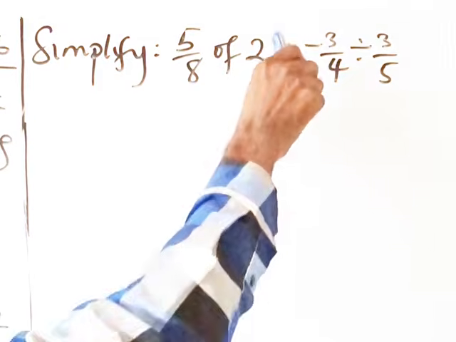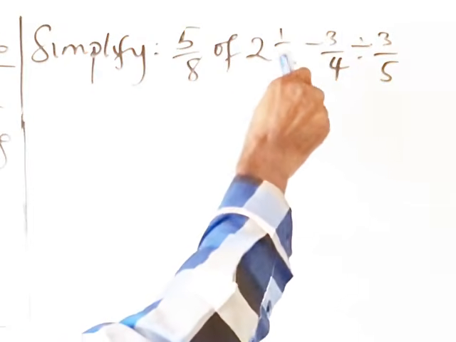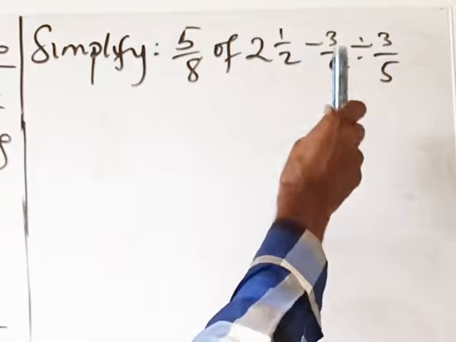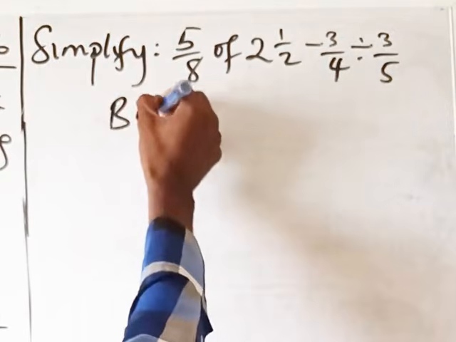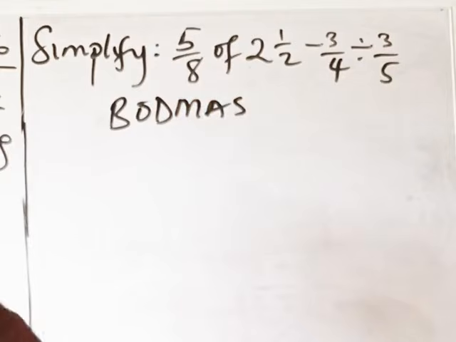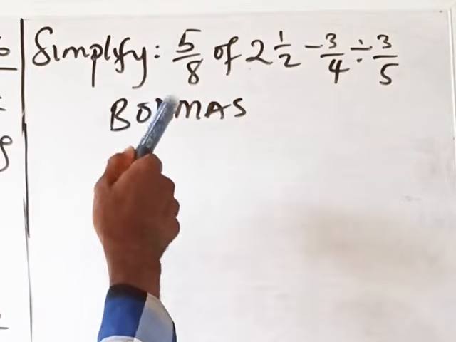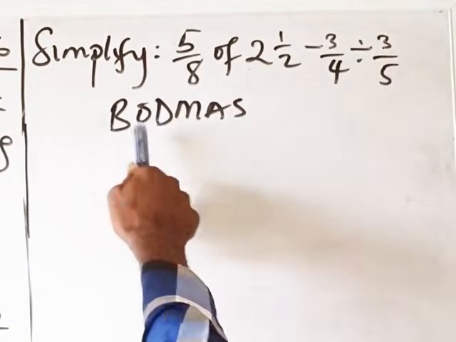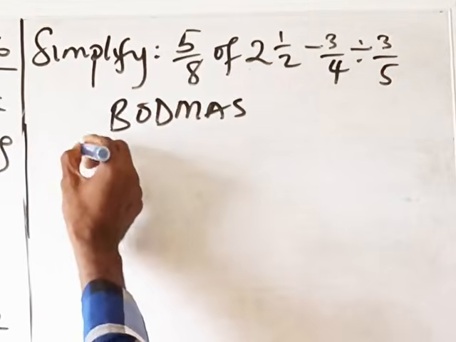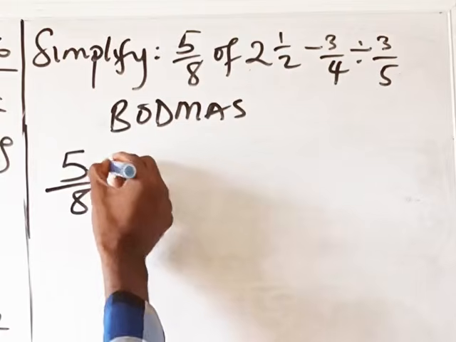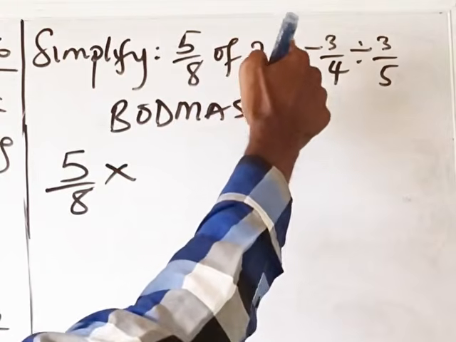5 over 8 of 2 and 1 over 2 squared, minus 3 over 4 divided by 3 over 5. According to BODMAS, we are going to calculate the bracket first. If there's anything like that, there is none, we go to of. So we are solving this. That will be 5 over 8. Of means times, we convert this to an improper fraction.